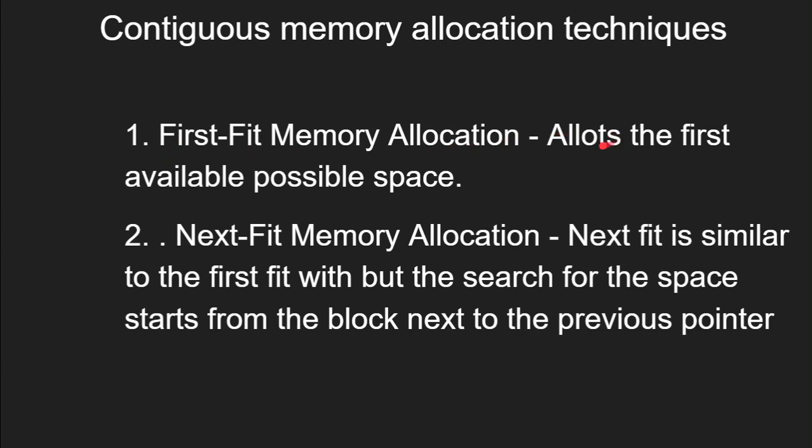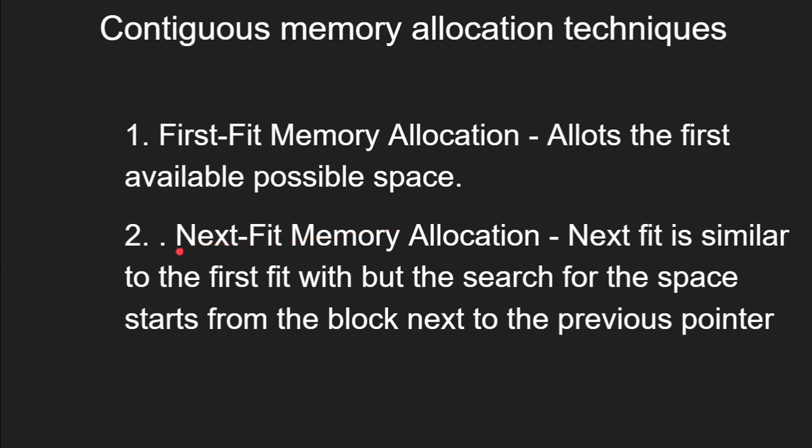It allots the first available possible space. For example, a job of 10K needs to be allotted a memory space, and the system first sees 12K. That is a possible space. Suppose it is 8K, it cannot allot the process. So when an available space comes, that is allotted; that is called first fit memory allocation.